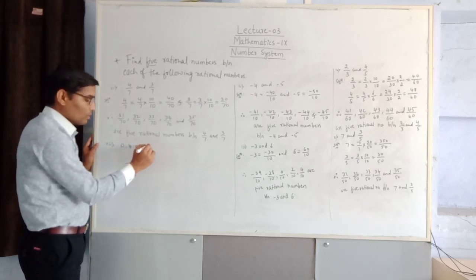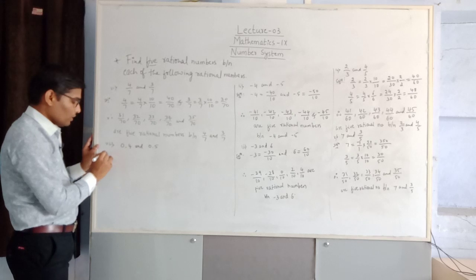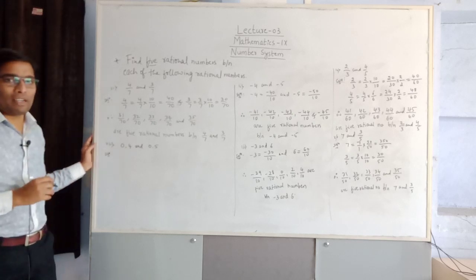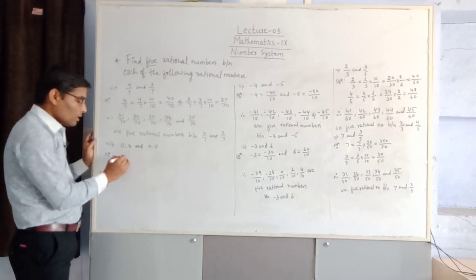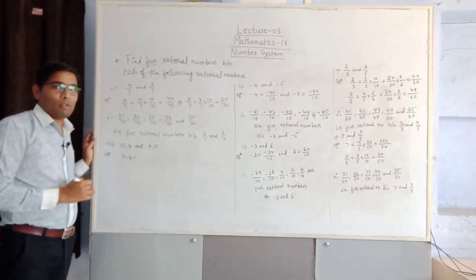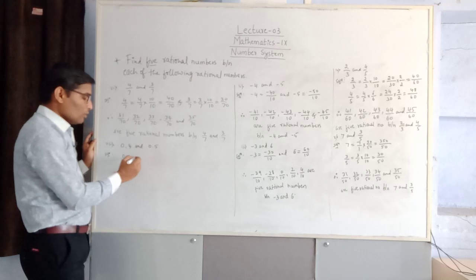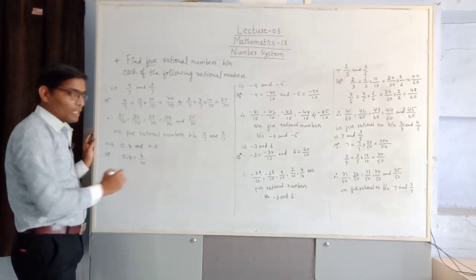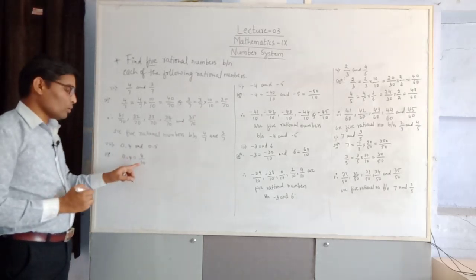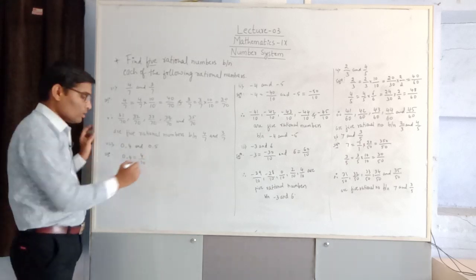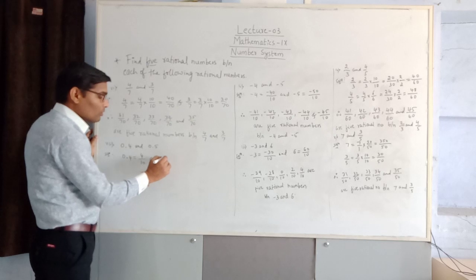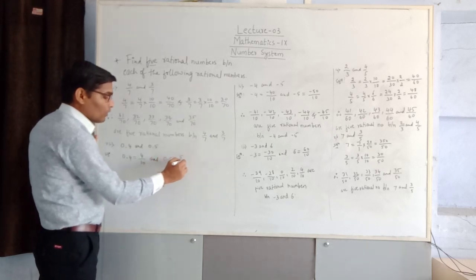How to find out? 0.4 and 0.5. Find 5 rational numbers between 0.4 and 0.5. So here first we need to convert them in the form of p by q. Let's convert. 0.4 can be written as 4 by 10 because after the decimal point only one digit is there. So write the numerator 4 as it is, denominator 10. Then 0.5 can be written as 5 by 10.